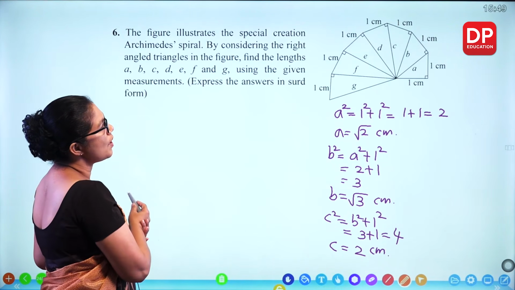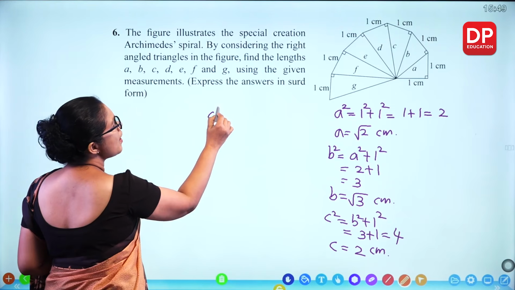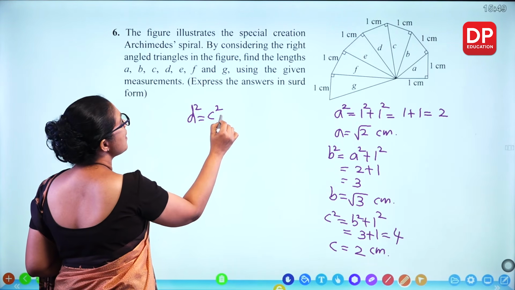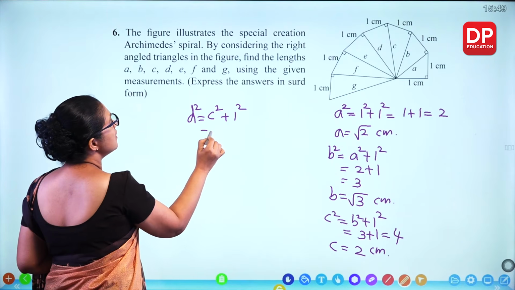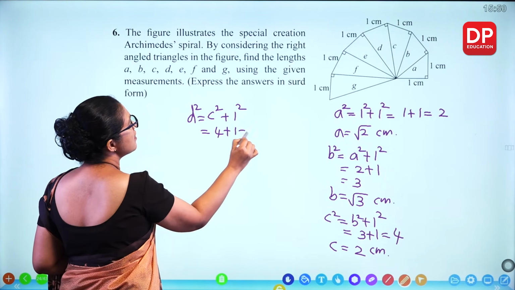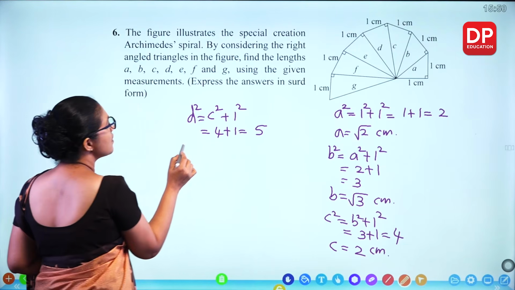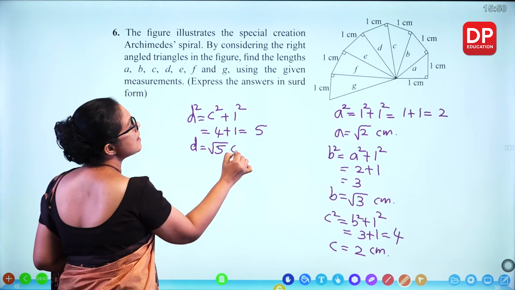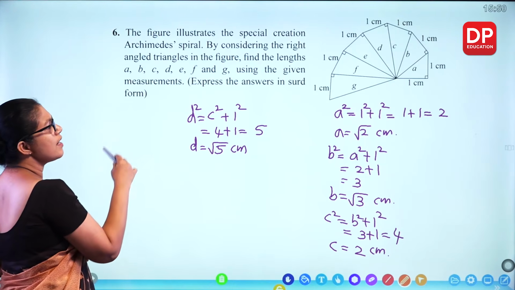Now the next one. D squared is C squared plus 1 squared. C squared we found that's 4. 4 plus 1, that's 5. Square root of 5 is the D length.